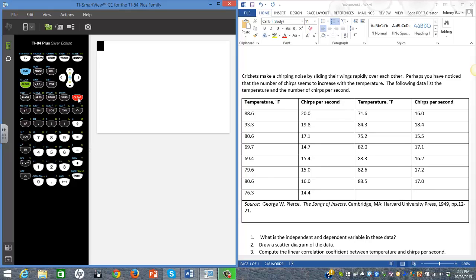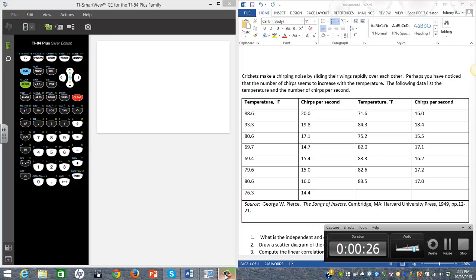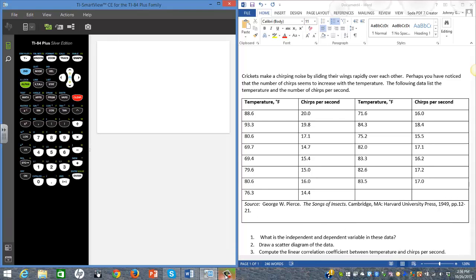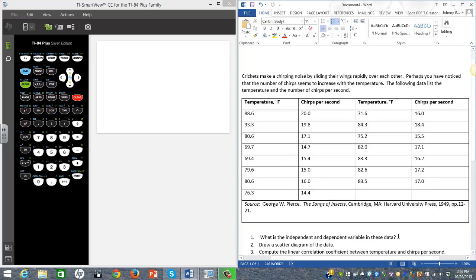So first off, if I want to put my data into my list, I first need to figure out which one's the independent and dependent variable in the data set. In this case, we're going to let the independent variable be the temperature, and the dependent variable be the chirps, because the chirps depend on whatever the temperature is. I can infer this from what they said up here in the data.